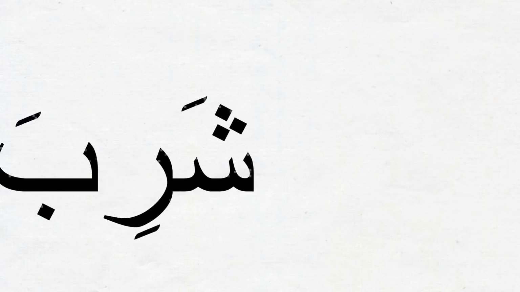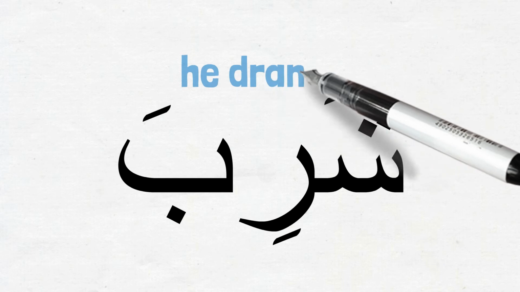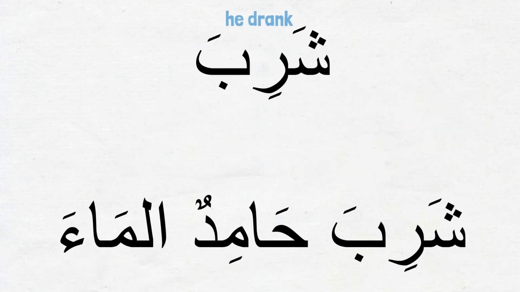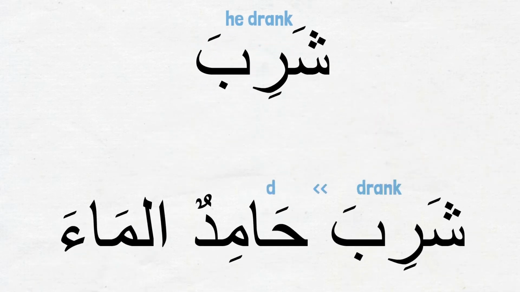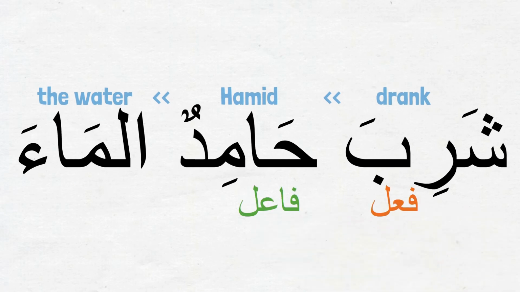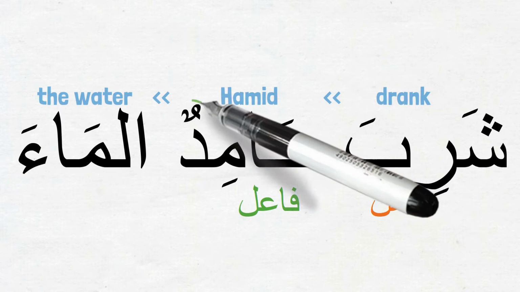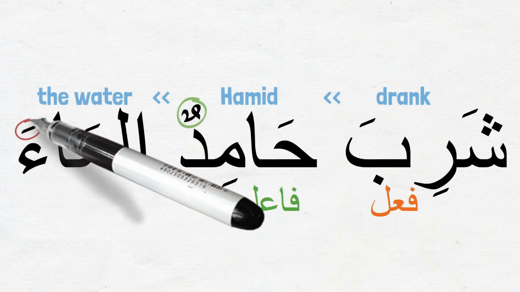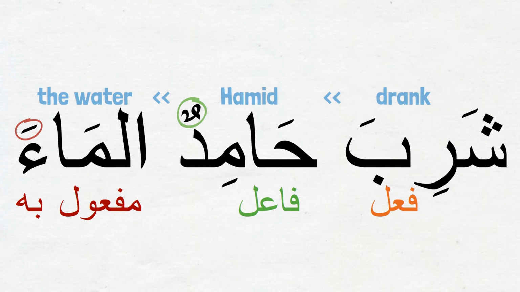We will now use a new verb, شرب, which means he drank. شرب حامد الماء. Hamid drank the water. Here, شرب is the فعل. حامد is فاعل, because he is the one drinking the water. That is why حامد is مرفوع. And the منسوب اسم الماء is مفعول به. الماء is what is taking the action.